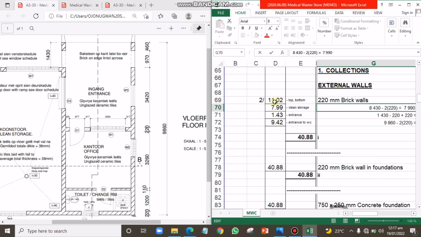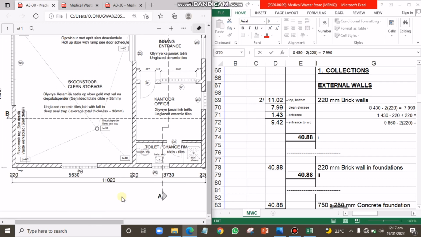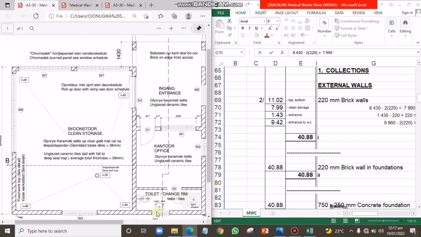So if you look above, after transferring all these figures, we have 7.99, 1.43, 9.42. We have this value which we did not show up here, 11.02, and this is where we got it from. This overall dimension at the bottom, 11.02. So we are going to pick 11.02 from this point to the ending point. We have 11.02 multiplied by 2 because it's going to be above and below. We have the overall length above and the overall length below.